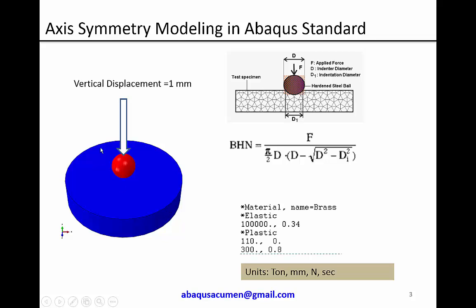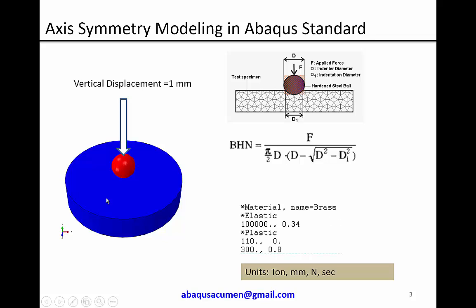We are going to model a circular workpiece. This will be a 50 millimeter diameter, 10 millimeter depth. Then we have a 10 millimeter diameter indenter. We are going to give a vertical displacement of 1 millimeter. You can use force or anything, but we are no more interested in really measuring hardness. We are just using Axis Symmetry modeling. That is our whole purpose.